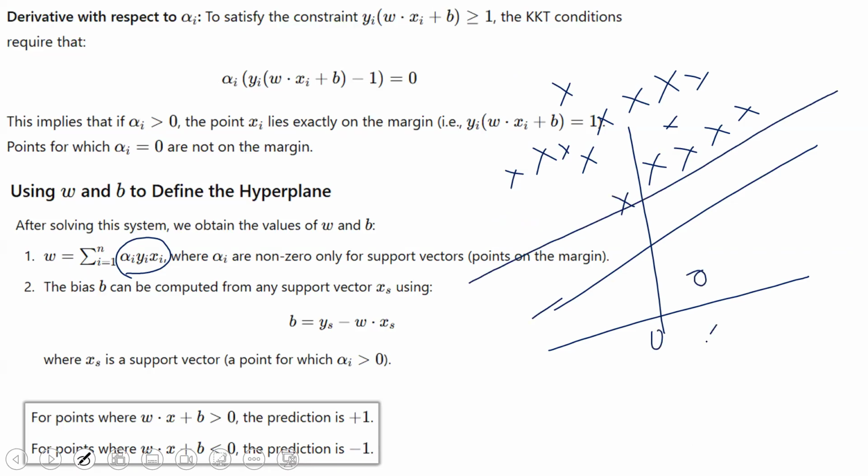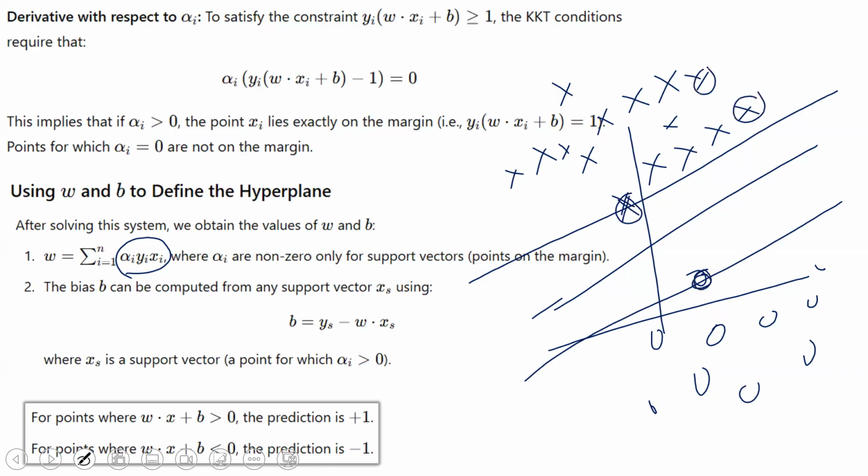Okay, what are the only vectors that show impact on the hyperplane? The support vectors, because only for those vectors do you have alpha i greater than 0. For every other point you have alpha equal to 0, so they are not contributing to the weight vector of this hyperplane. So what are the only vectors that are determining W? Only the support vectors are determining W.